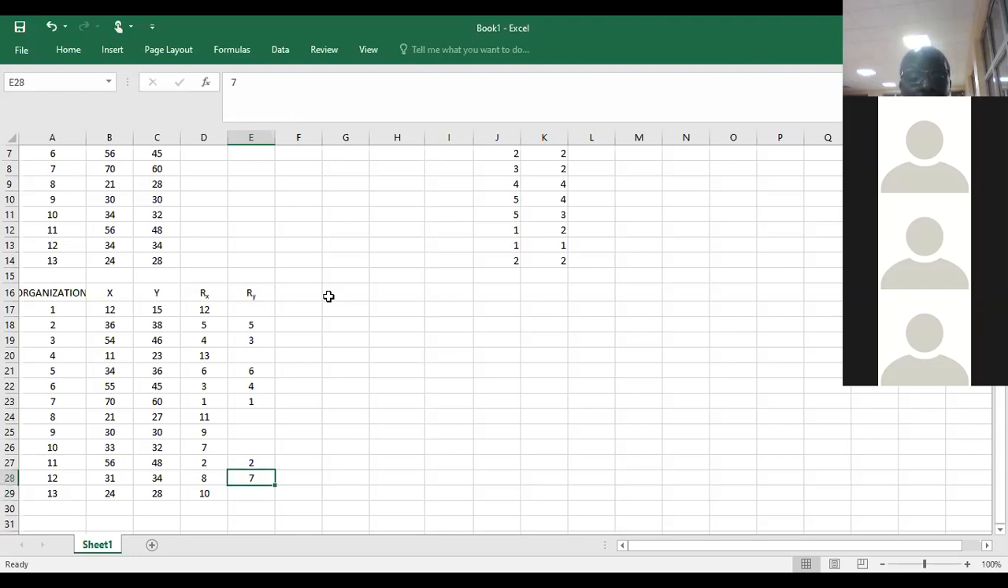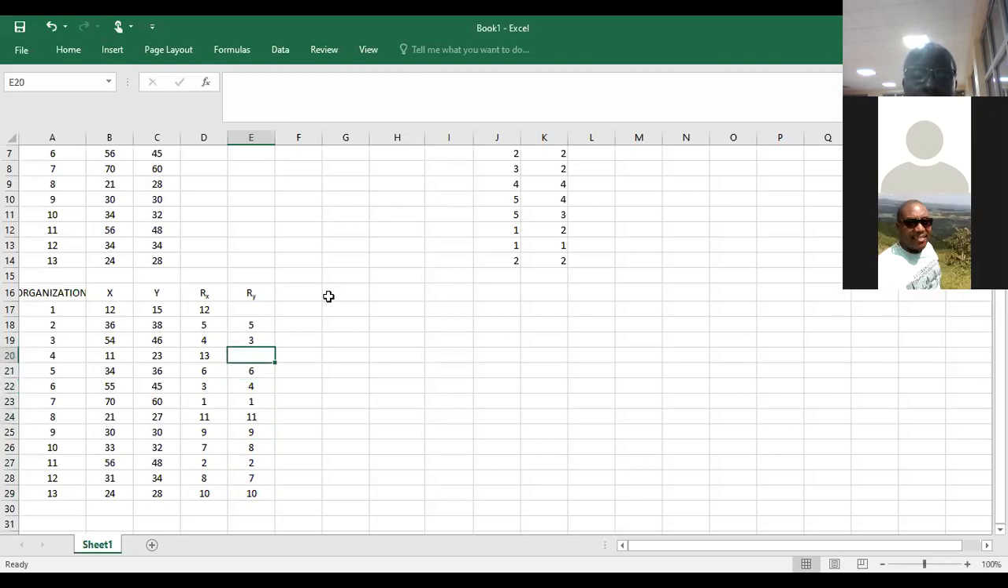Then 32, 32 is number 8. Then 30 is number 9. Then 28 is number 10. Then 27 is number 11. Then 23 is number 12. Then 13. Is that okay?